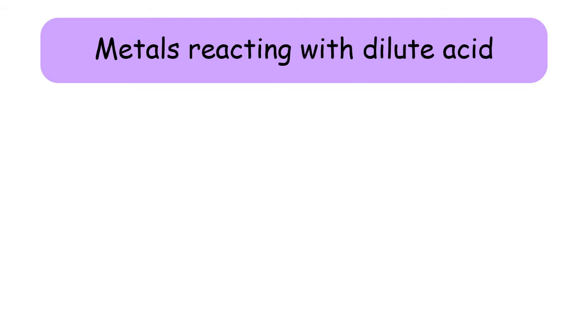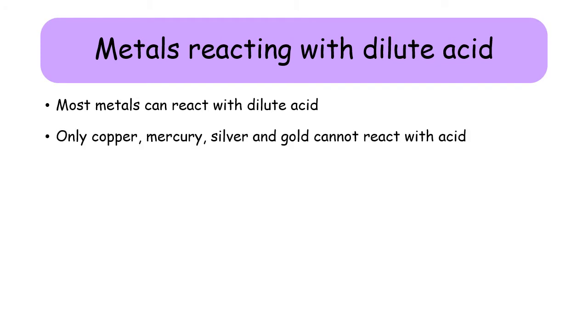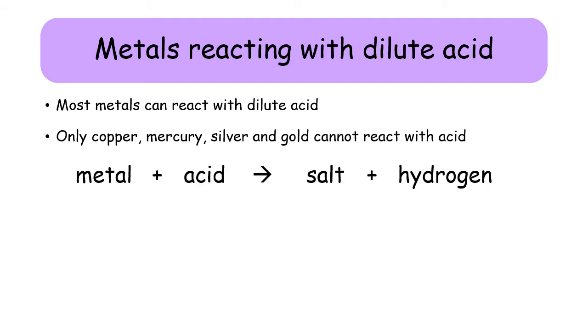Next, we have metals reacting with dilute acid. Most metals can react with dilute acid because acid's relatively reactive. The metals that don't react are copper, mercury, silver, and gold. They cannot react with acid, so if you add them to acid, you won't see anything happening.